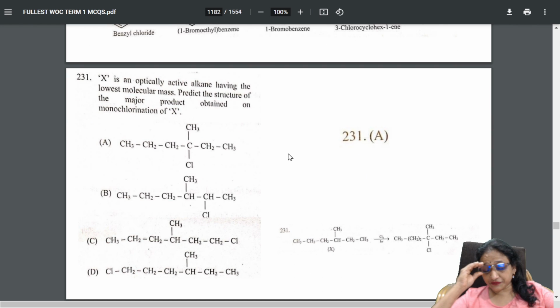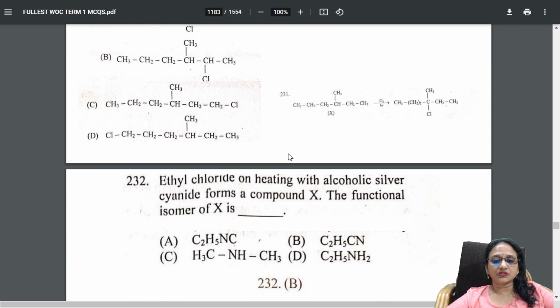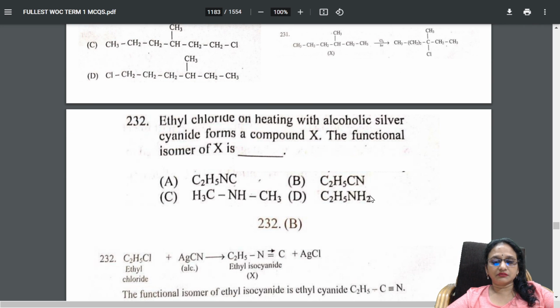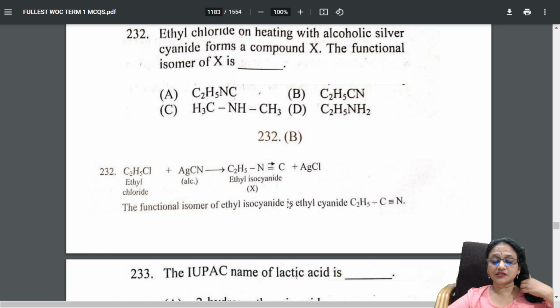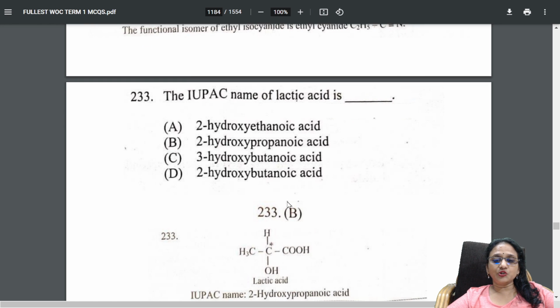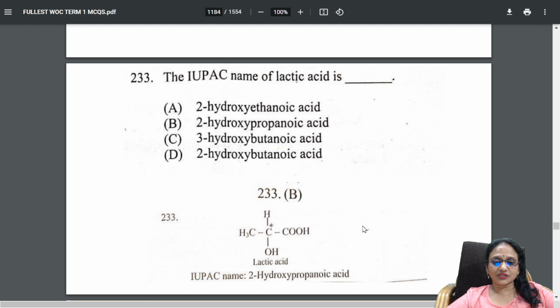So optically active, so a paragraph will be given based on substitution reactions. And certain questions, reaction with silver cyanide are asked like this. What is the IUPAC name of lactic acid? So like this, they may ask you.